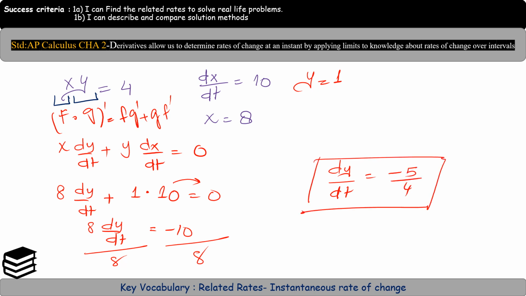So it is so simple if you just focus on the questions. We will continue in the next part and we will solve real life problems in order to understand more about related rates.